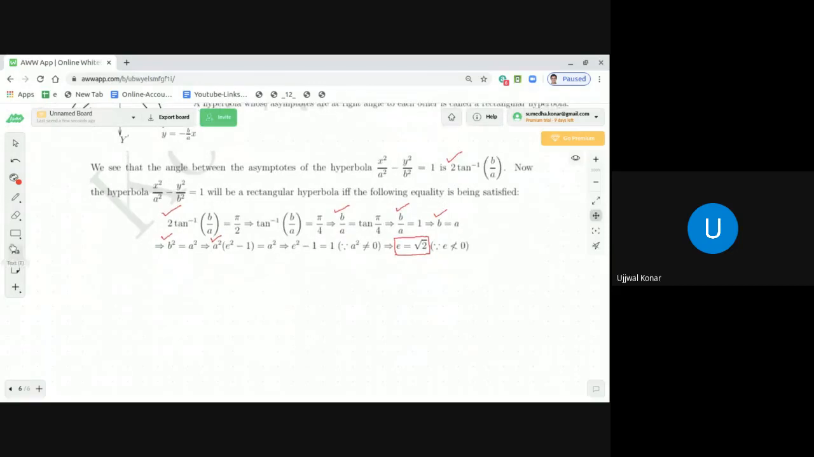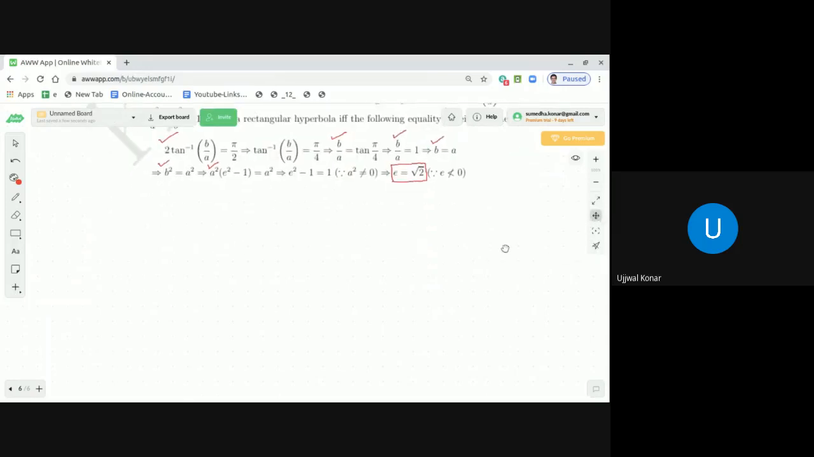Now, as it is clear, we proceed further, so we get one very important point. The value of e is equal to root 2 in case of a rectangular hyperbola. Now, dear students, I'm going to discuss some relevant points here. The first point I'm going to say is that the equation of the rectangular hyperbola, referred to its transverse and conjugate axis as coordinate axis, is x square minus y square equal to a square. So, what is meant by that? Let me explain you a little bit.